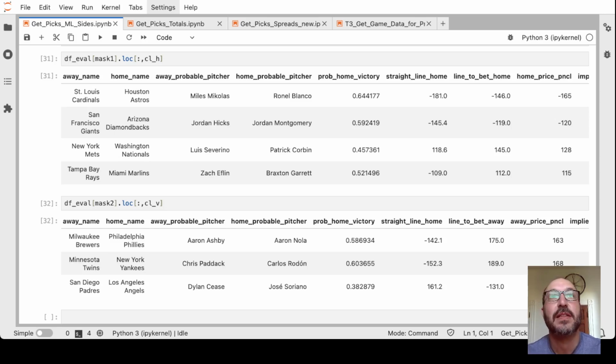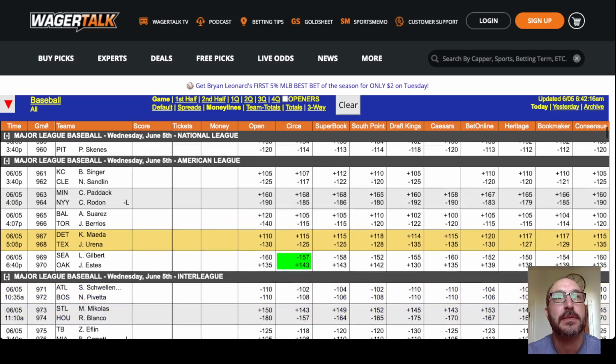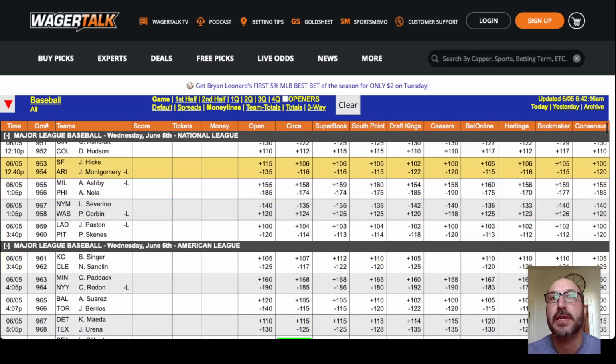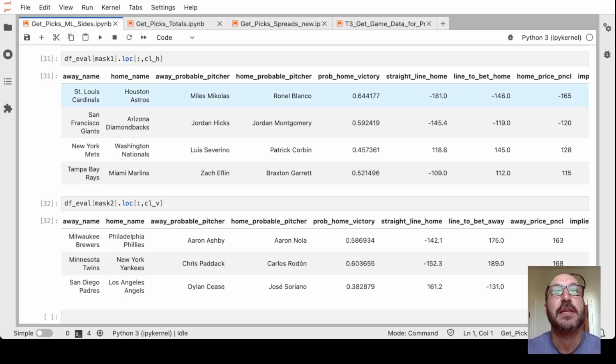Next up, we've got the Giants at Diamondbacks. It likes the Diamondbacks if you get minus 119. So let's see if we can find that. Arizona, and yeah, in fact, we have minus 115 here at South Point. So let's go ahead and do that. The Diamondbacks minus 115. Okay.